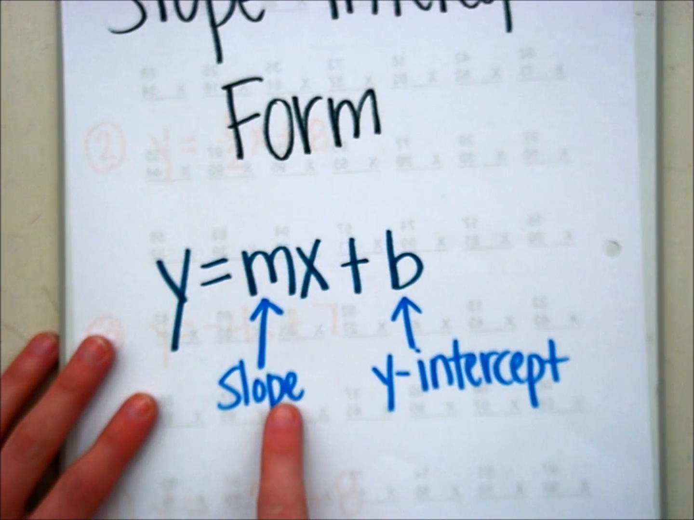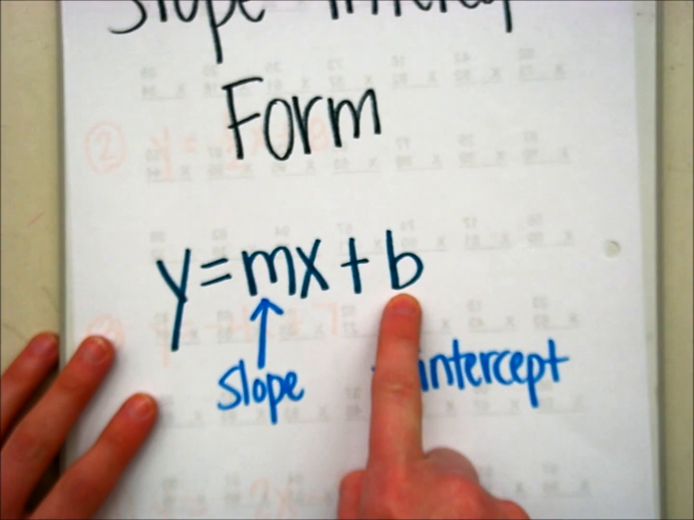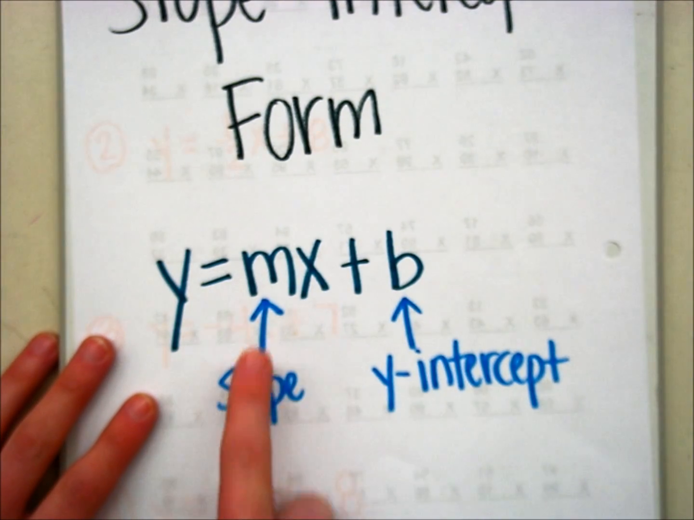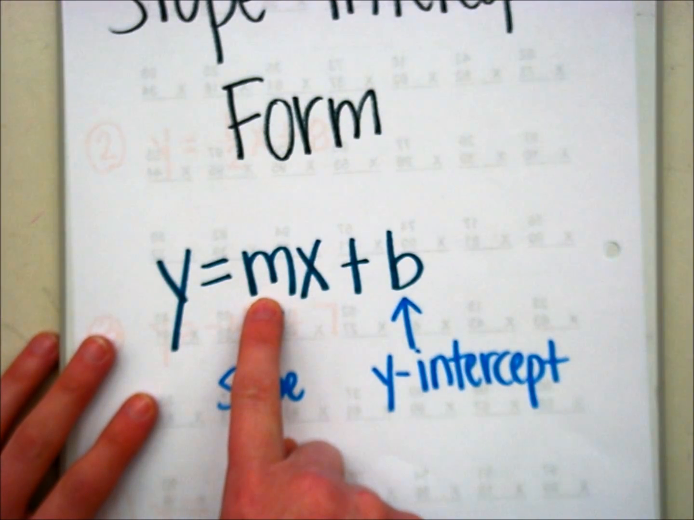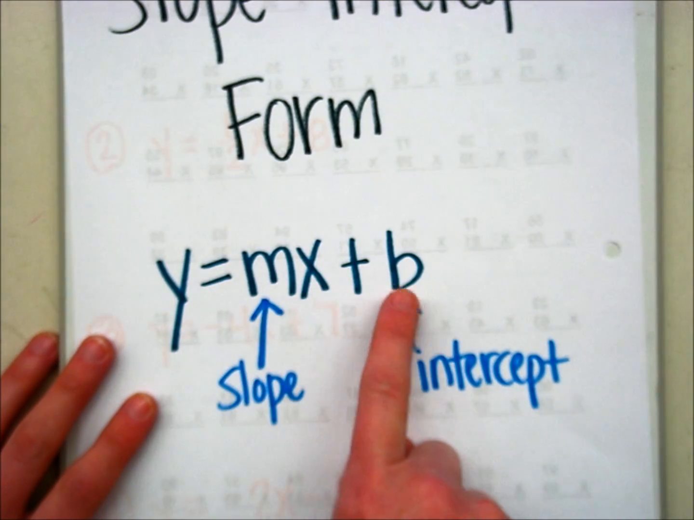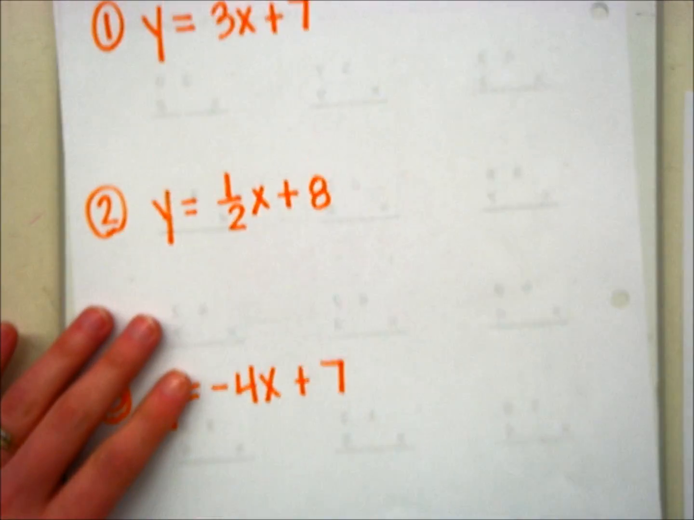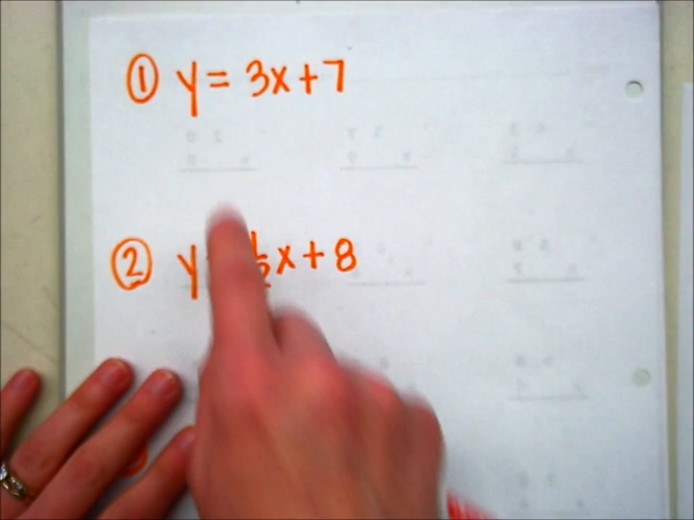M stands for the slope of the line. B stands for the line's y-intercept. It's important to note that there will be a number in place of m and a number in place of b. Let's begin by looking at some examples.